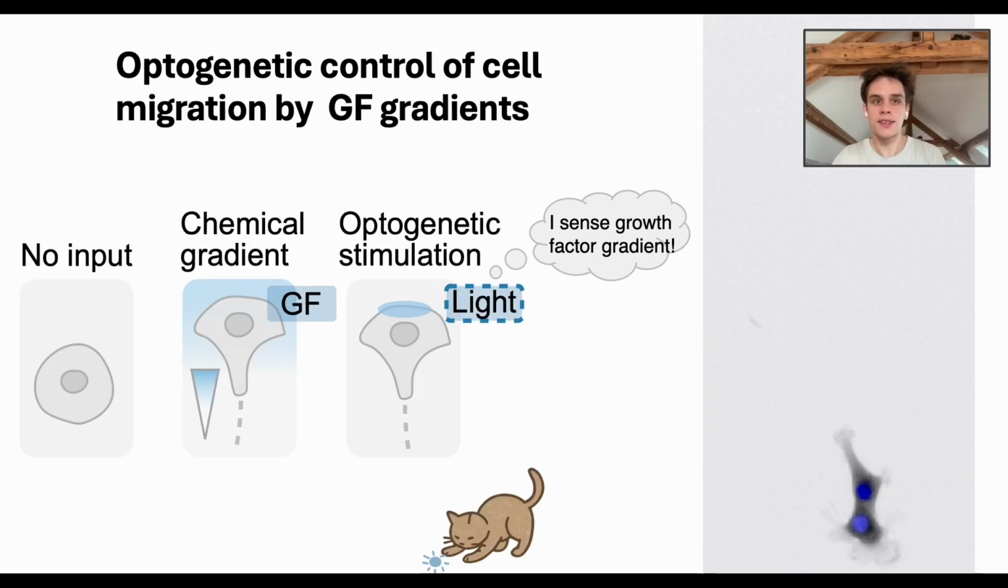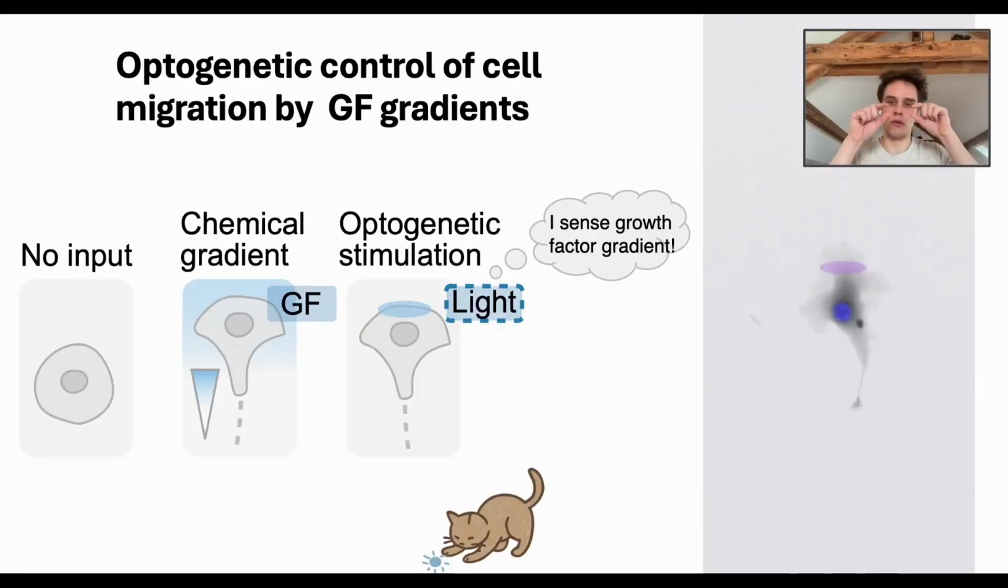So back to the wound healing example. For example, we can have an optogenetic tool that mimics this growth factor input for cells. So cells feel like they can sense a growth factor input. And when I shine light at the front of a cell, the cell actually starts migrating towards the light spot like a cat following a laser pointer, because the cell thinks it can smell a growth factor gradient, right?